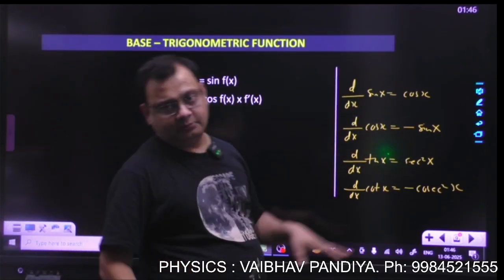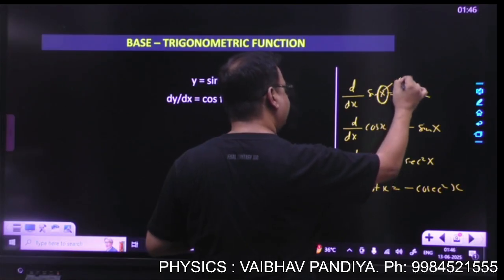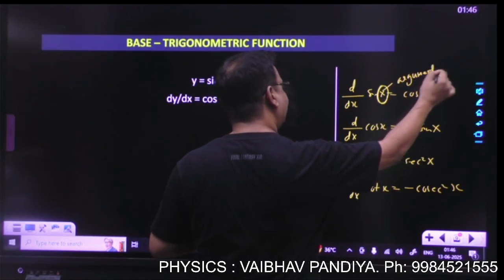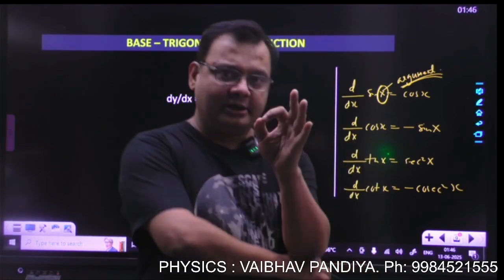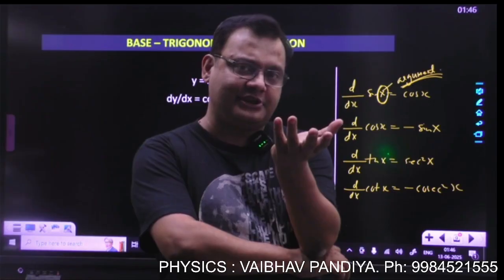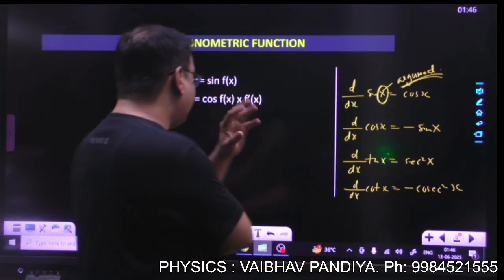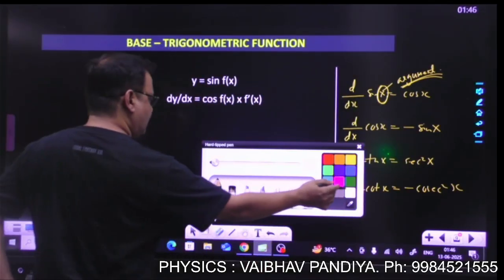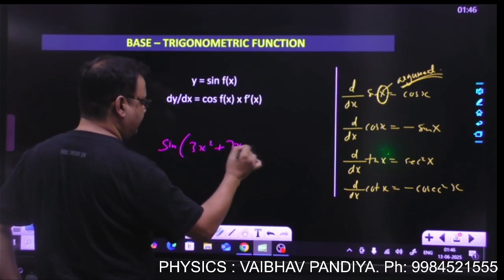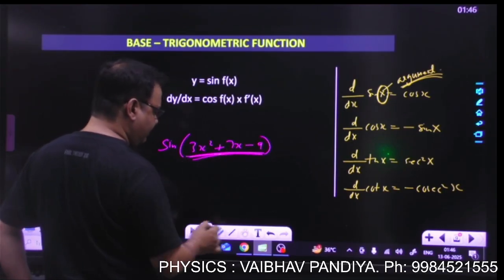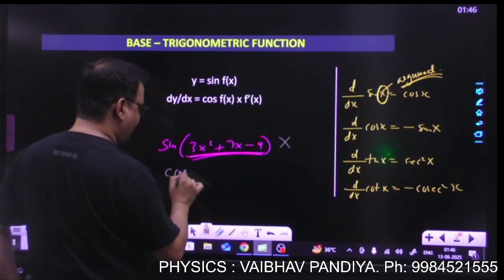So these are the standard forms, and in these standard forms, the angle of the trigonometric function is called the argument. Okay, so if the argument is a single variable, there is no need to apply the chain rule. You can simply apply the direct standard formula, correct? But if the argument is complex, say we have sine of 3x square plus 7x minus 9, now this is an argument which is not equal to x, so here you cannot apply this formula directly. Or suppose we have cos of under root x.